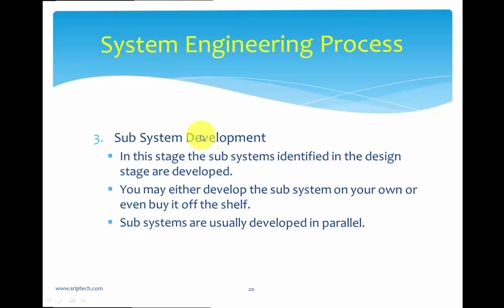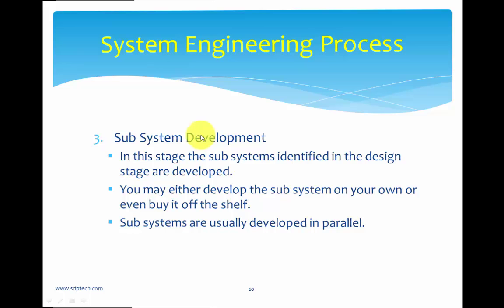Now either you can develop the subsystem on your own, or you can give a contract to a third party to develop the subsystems. One thing you should know is that all subsystems are usually developed in parallel. Suppose you have a system which comprises around 200 subsystems, all the 200 subsystems have to be developed in parallel.